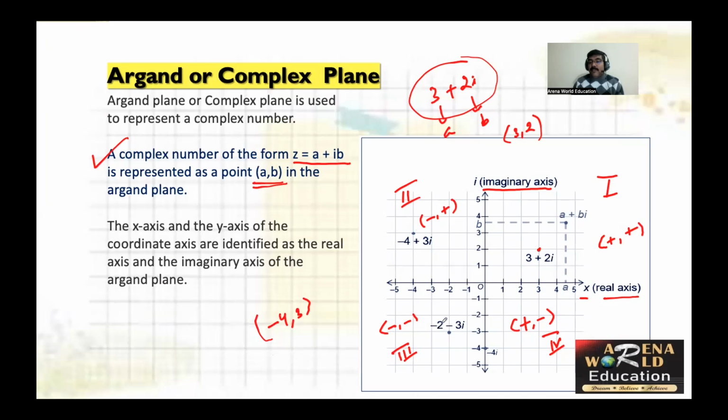You can see minus 2 minus 3 iota. So representing (minus 2, minus 3), this will be in third quadrant. You can take example of fourth quadrant as well. Suppose you have 3 minus 4 iota. So this point will be (3, minus 4), and this will be in fourth quadrant, right? So this is all about Argand or complex plane, how we can represent a complex number in Argand plane, right?